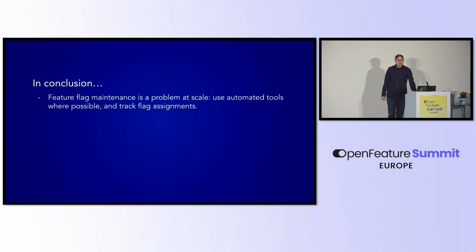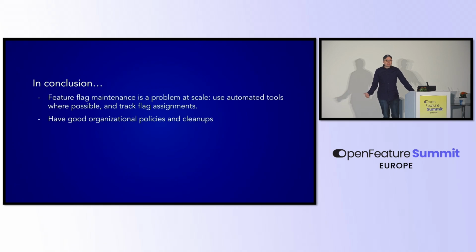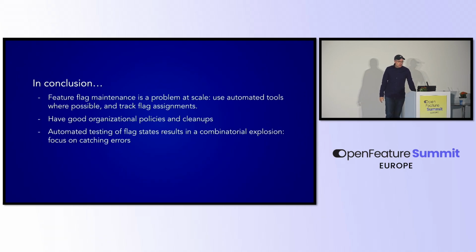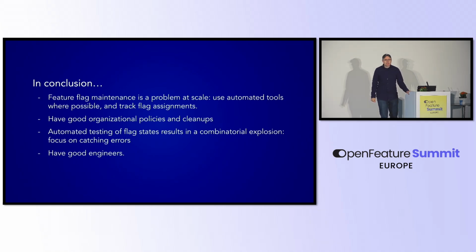Okay, so in conclusion, it's a problem to maintain feature flags at scale, but there are some pretty cool automated tools that make this possible. And then having good organizational practices will catch those edge cases where the tools do not work. Automated testing is a problem because of combinatorial explosions, so just focus on catching the errors and trying to fix them on that side. And then finally, have good engineers, because there's no magic solutions here. So good news for engineers, AI hasn't fixed our job here yet.